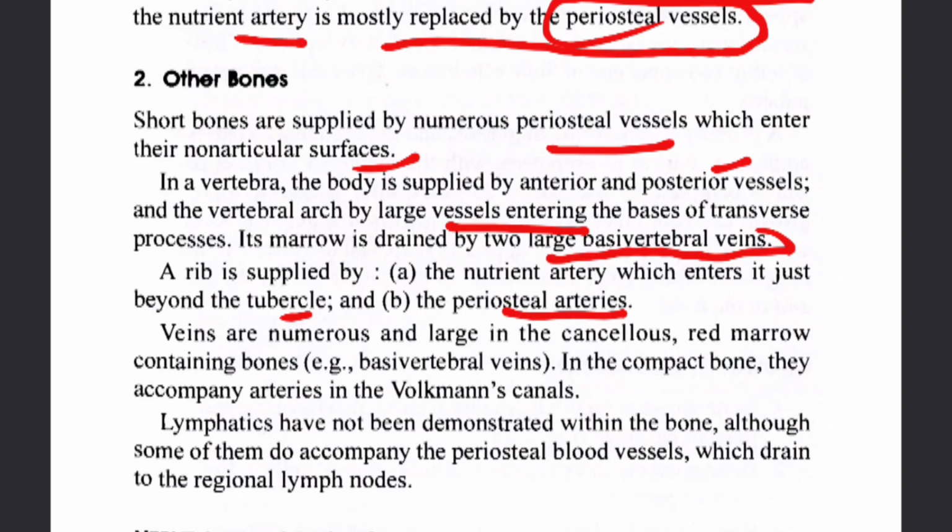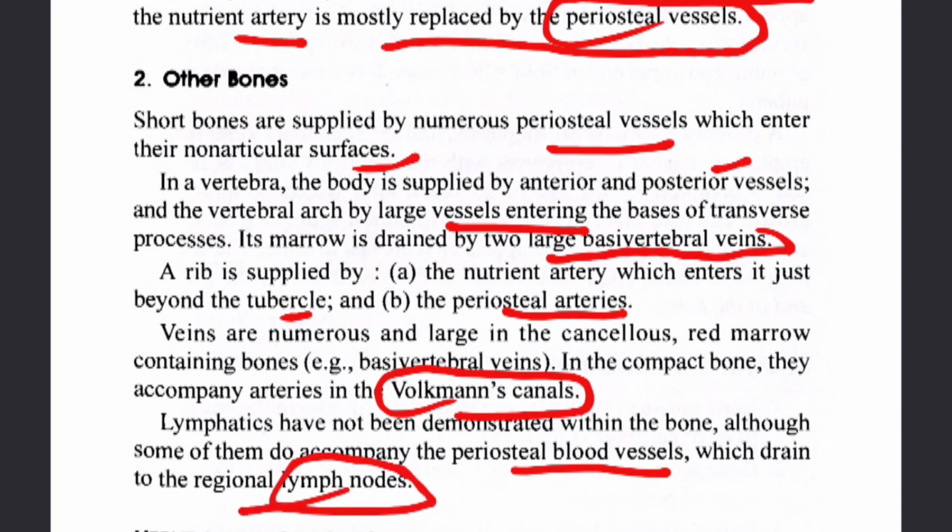Veins are numerous and large in the cancellous and red marrow containing bones. In the compact bone, the accompanying arteries are in the Volkmann's canal. There are two canals, Haversian and Volkmann's canal. We'll study further. Lymphatics have not been demonstrated within the bones, although some of them do accompany the periosteal blood vessels, which drain to the regional lymph nodes. So this is the blood supply of the long bone and the different bones, short bones and all.